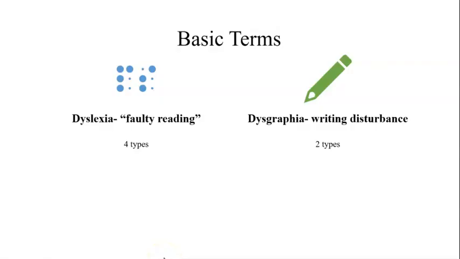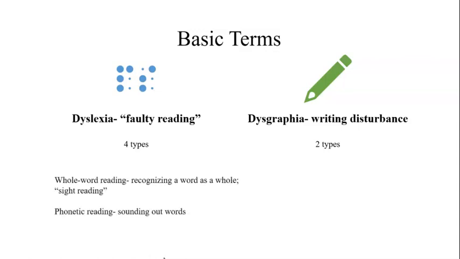Before we review the material, let's cover some basic definitions. Dyslexia is a difficulty with reading or faulty reading, while dysgraphia is a disturbance in writing ability. Now, before I continue in describing the four types of dyslexias, we need to quickly review the two types of reading. Whole word reading is when we identify and recognize an entire word. We use this process for words we are familiar with. Then there is phonetic reading, which is where we sound out words, and we use this process for new and unfamiliar words.